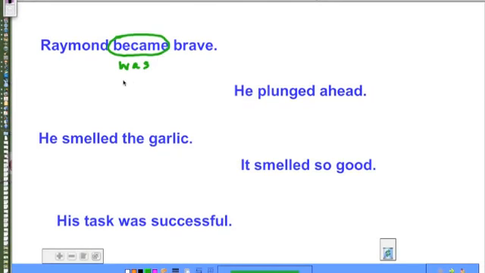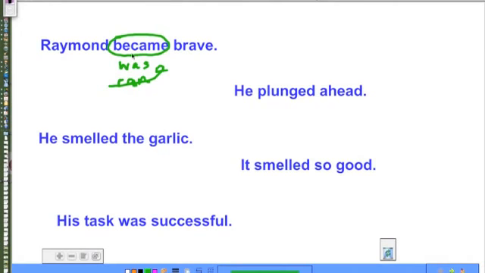Okay? Sometimes another thing you can do is take a simple action word and sub it in and see if it makes sense. Okay? So what about if we put in ran? I like to use ran because that's pretty simple. Raymond ran brave. That really doesn't make sense. Okay?